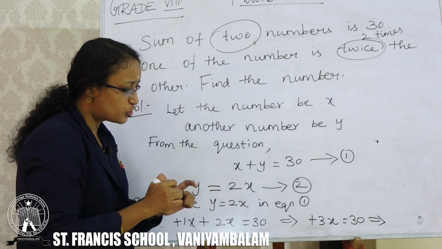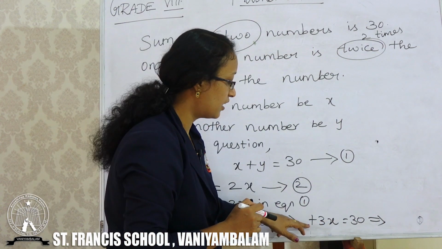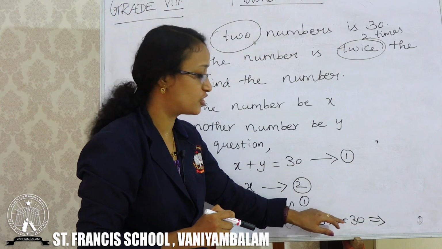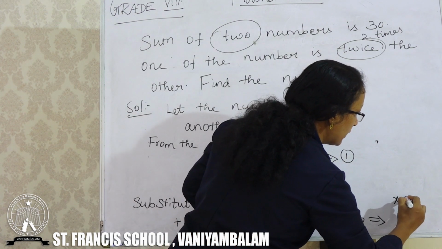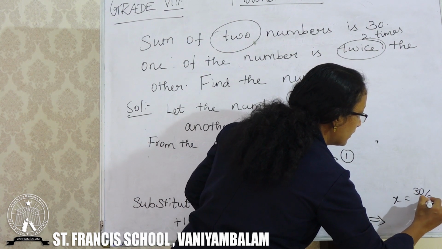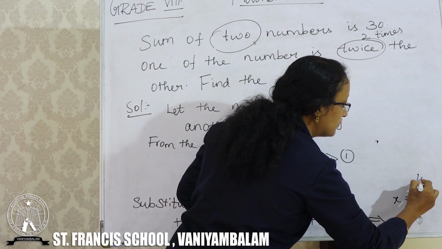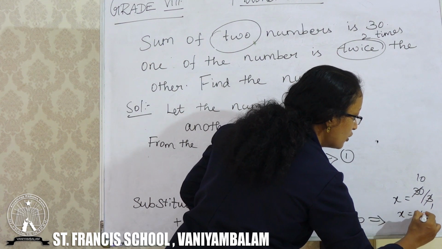Now check x and 3. Here x and 3 are in multiplication. So when it goes to the other side, it becomes division. So x will be 30 by 3, that is, 10. So what is your value?